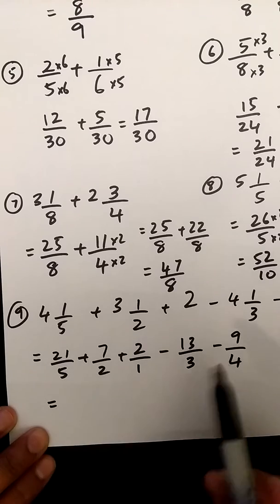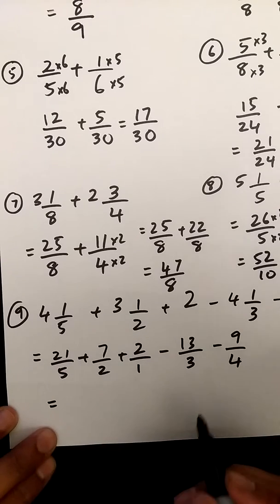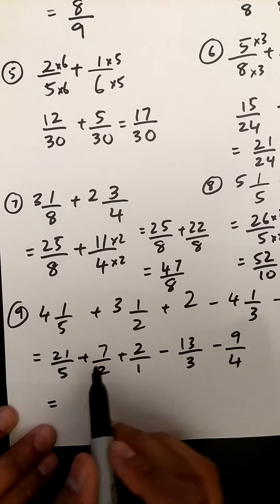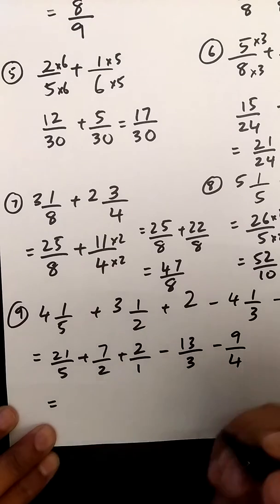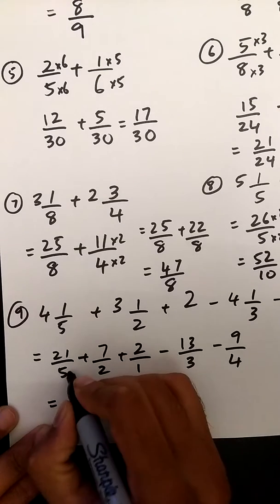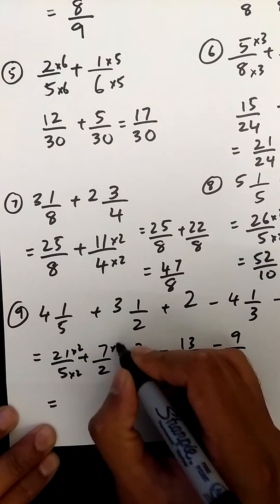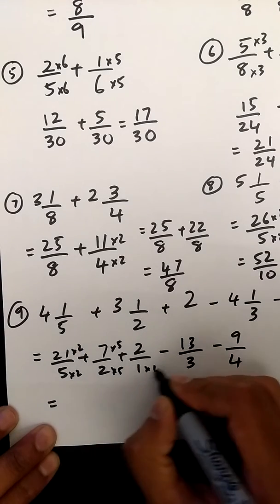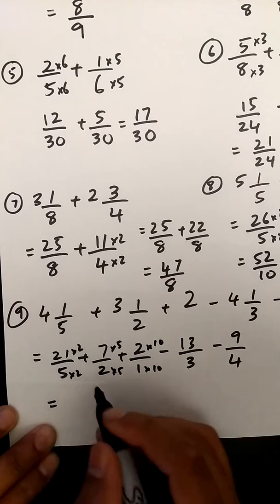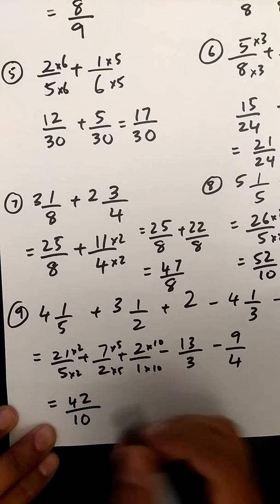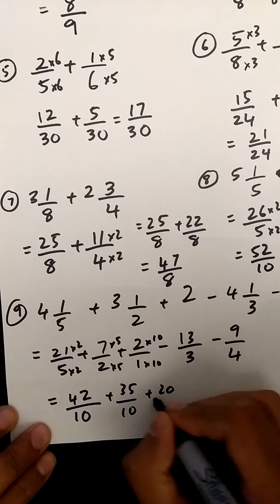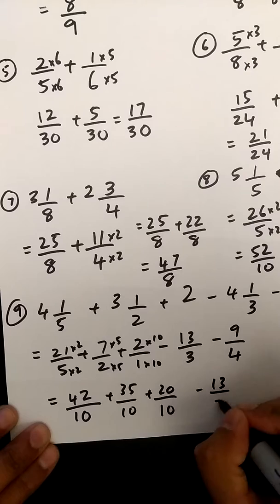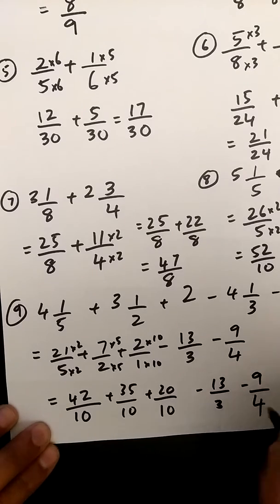Okay, again, I'm just going to go from left to right, making a common denominator for each one. I notice I have the addition of 3 fractions here, so if I want, I could make a common denominator for all 3 to start off with. So my common denominator between 5, 2, and 1 is 10. I multiply by 2, by 5, by 10. 42 over 10 plus 35 over 10 plus 20 over 10 minus 13 over 3 minus 9 over 4.